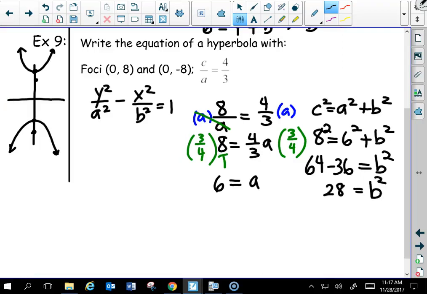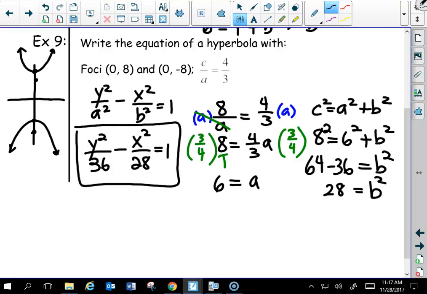Now, they don't ask me to write this in standard form, so I'm going to go ahead and square a and b. I get y squared over 6 squared, which is 36, minus x squared over 28 equals 1. If they asked me to write in standard form, they'd want me to show the a squared and the b squared. All right, we're done with this example, done with the lesson. See you in class.